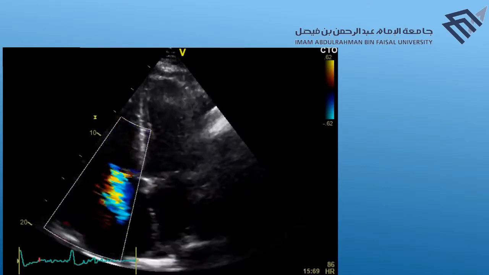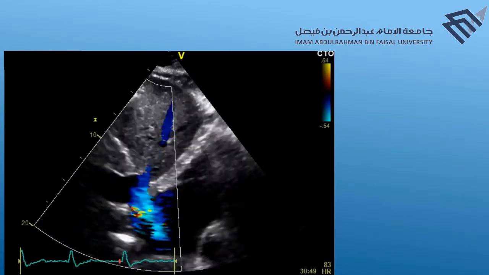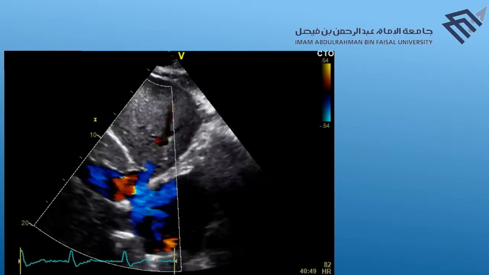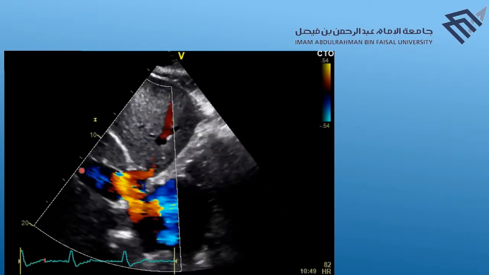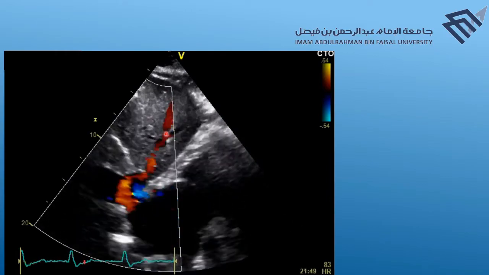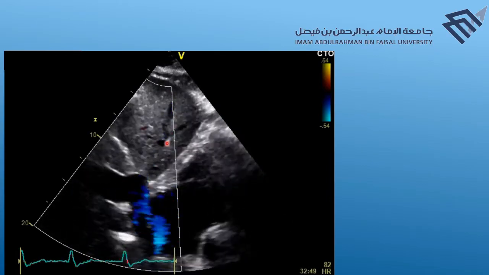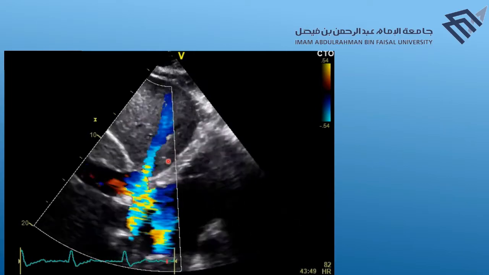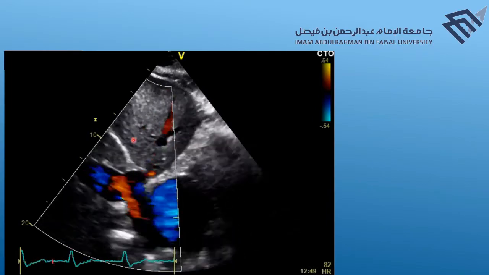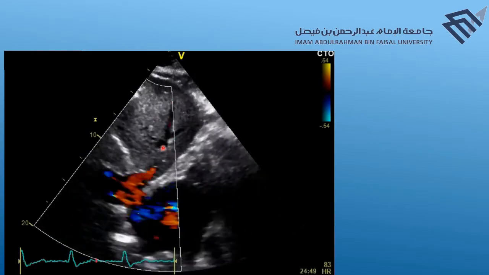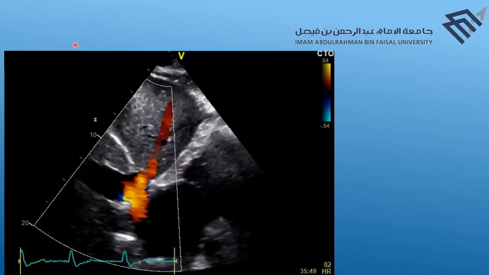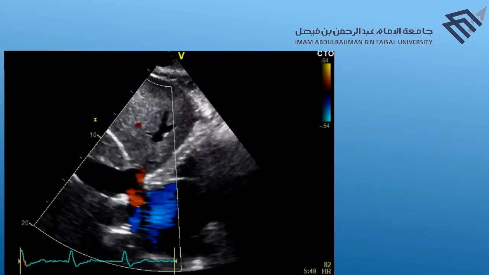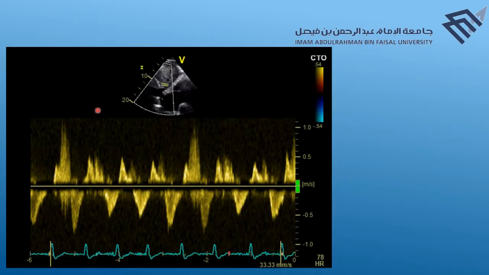So this is the subcostal view showing the inferior vena cava is definitely dilated, and here we can see some red color in the hepatic vein, which denotes that there is a reversal of the flow. We pulse this flow just to note the direction of the flow and the timing of the flow, whether it is systolic or diastolic. So a pulse wave Doppler across the hepatic vein shows systolic flow reversal with each beat.